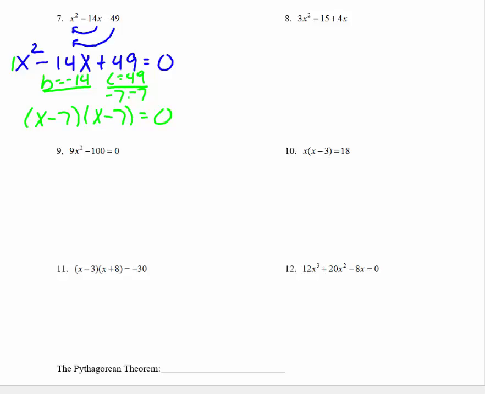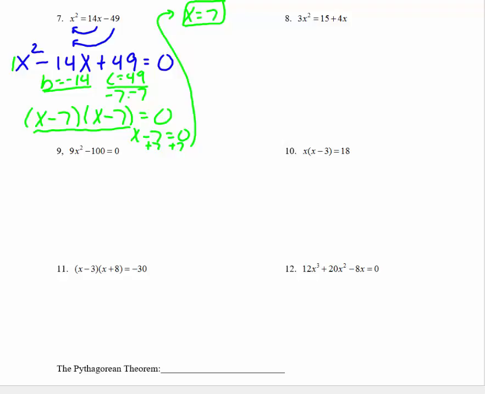Setting each factor equal to 0, since it's the same factor, I'll only set one equal to 0, and I'm going to add over the 7, so x is going to equal 7. So we only got one answer there. You'll learn more about multiplicities when we get into college algebra, and that just means that you saw that factor appear twice. Don't need to know that, but that's going to be kind of important when you get into college algebra.